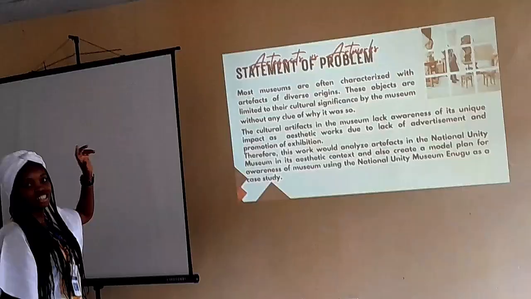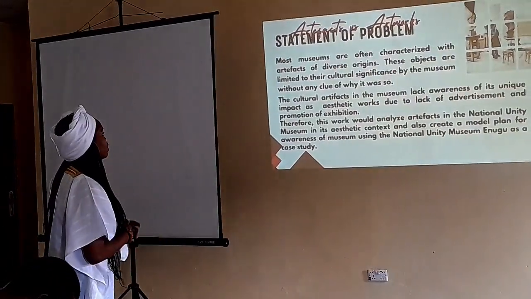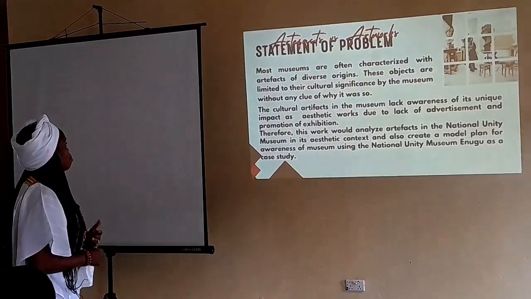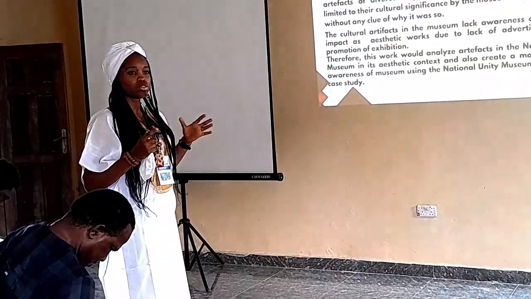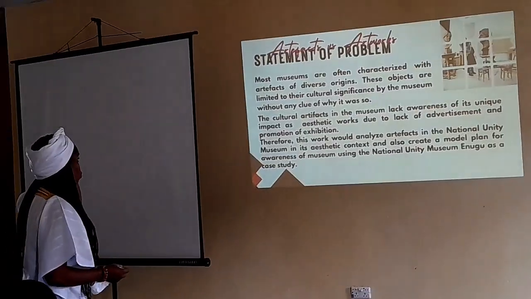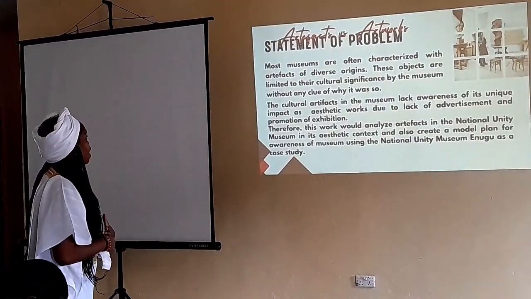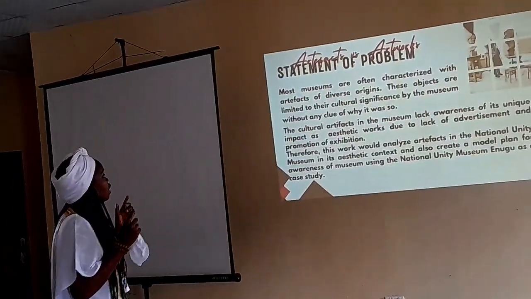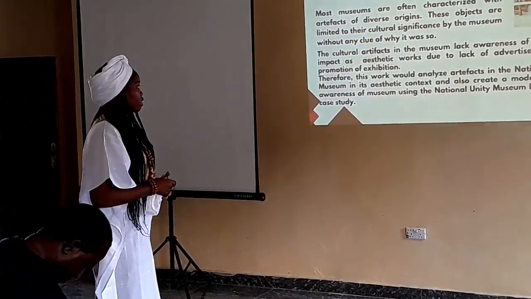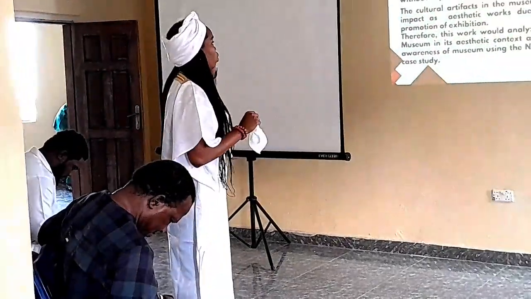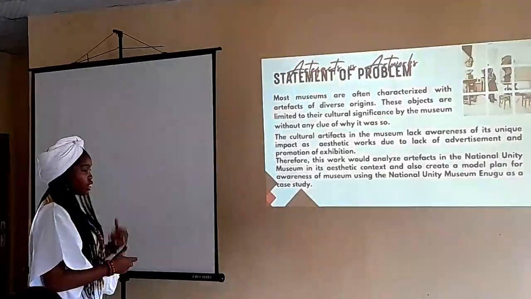Now we see artifacts versus artworks. Most museums are often characterized as holding artifacts of diverse origins. These objects are limited to their cultural significance by the museum without any idea of why it was so. The reasons behind those artifacts were not really well represented. The cultural artifacts in the museum lack awareness of their unique impact as aesthetic works, due to lack of advertisement and promotion of exhibitions. Therefore, this work analyzes artifacts in the National Museum in their aesthetic content and also creates a model plan for awareness of museums, using the National Museum as a custodian.